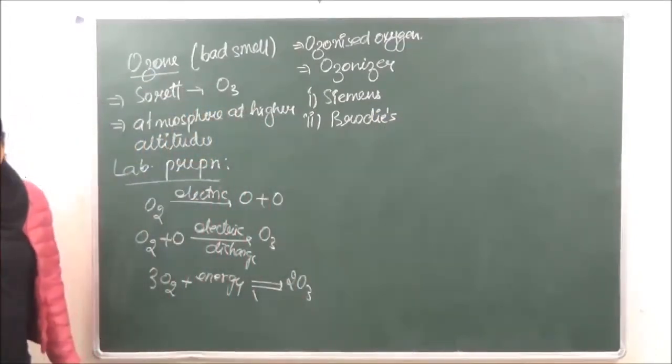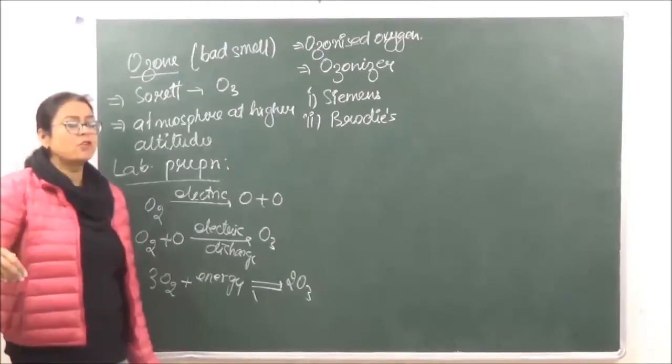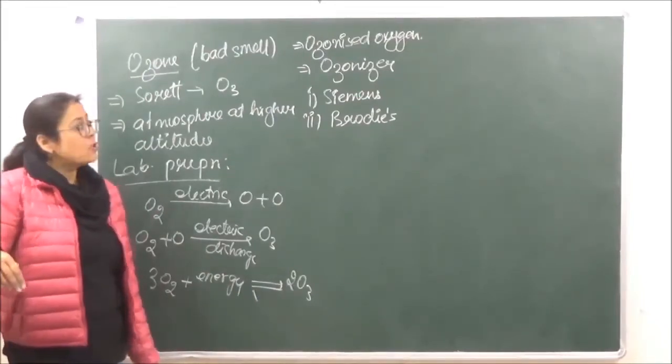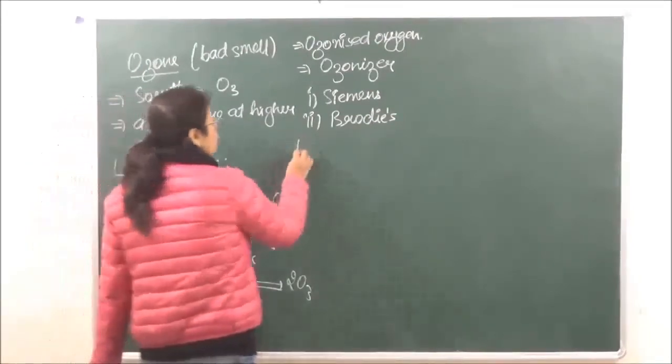Brody's ozonizer. Now, whenever we have manufactured ozone over here, we say that it consists of a mixture of ozone and oxygen. So how do we get pure ozone from here? Let's see recovery of pure ozone.